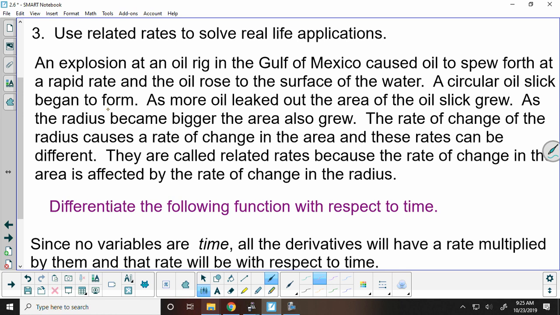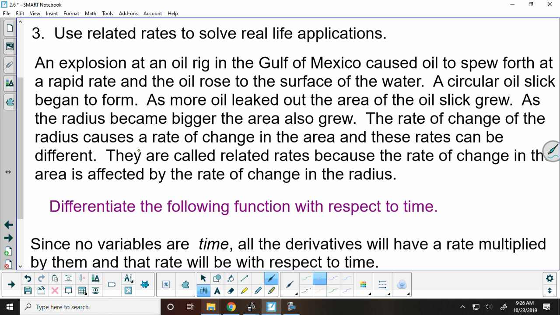A circular oil slick began to form. Does water and oil mix? No. Who comes to the surface? The oil. It was forming a perfect circle in a perfect world. As more oil leaked out, the area of the oil slick grew. As the radius became bigger, what happened to the area? It got bigger. The rate of change of the radius caused a rate of change in the area. And believe it or not, those rates can be different.